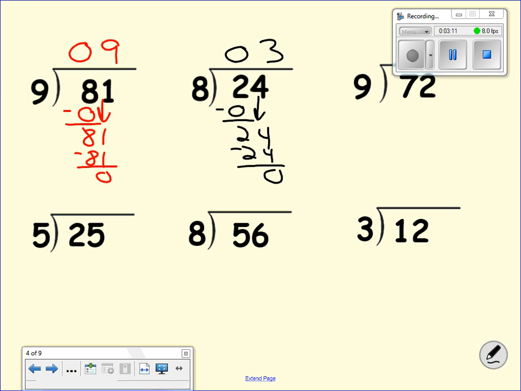How many times can 5 go into 25? We know the answer is 5, but let's use the steps to get to that. 5 goes into 2, 0 times. 5 times 0, 0. Subtract. I've got a 2. I've got the 5. 5 goes into 25 5 times. 5 times 5 is 25. 0. That's how the answer is a 5.